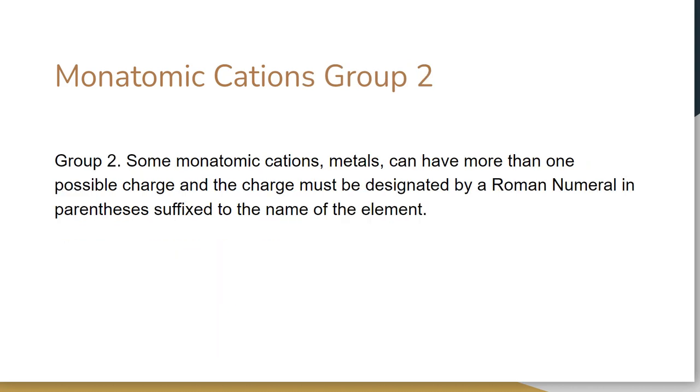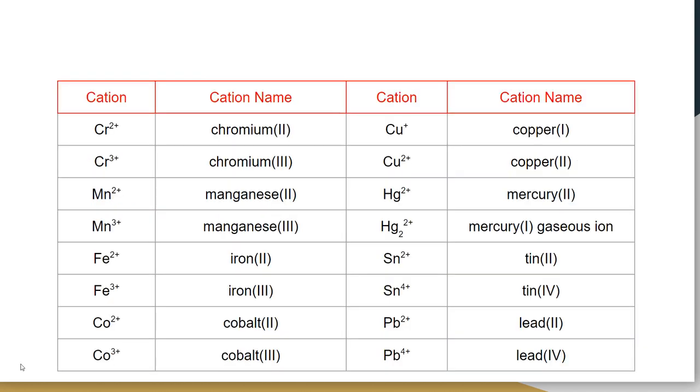The other group of monatomic cations are the ones that can have more than one possible charge. And the charge must be designated by a Roman numeral in parentheses suffixed to the name of the element. So what do we mean by that? We'll take a look at some of these.